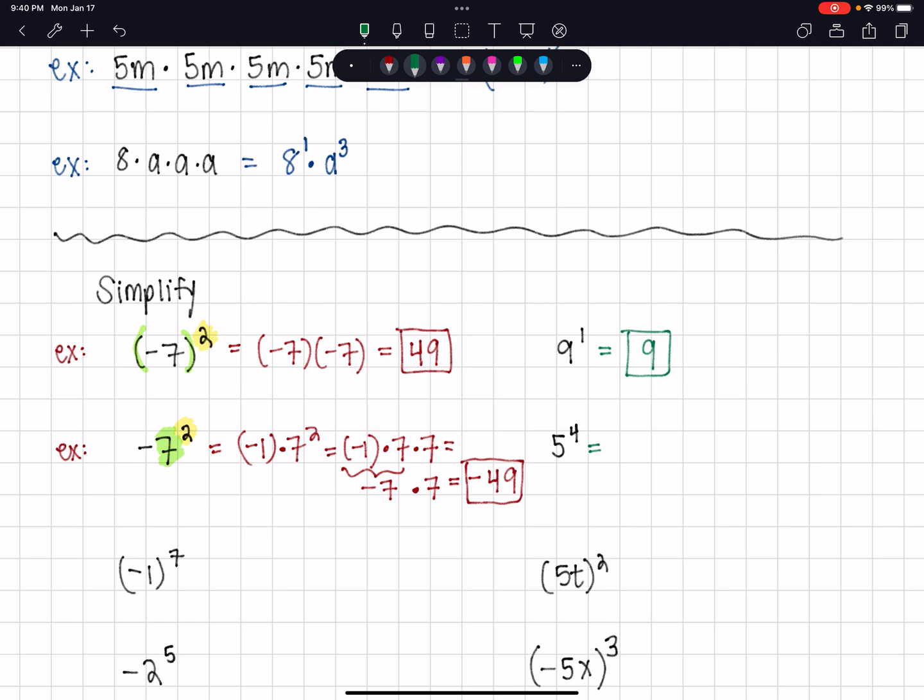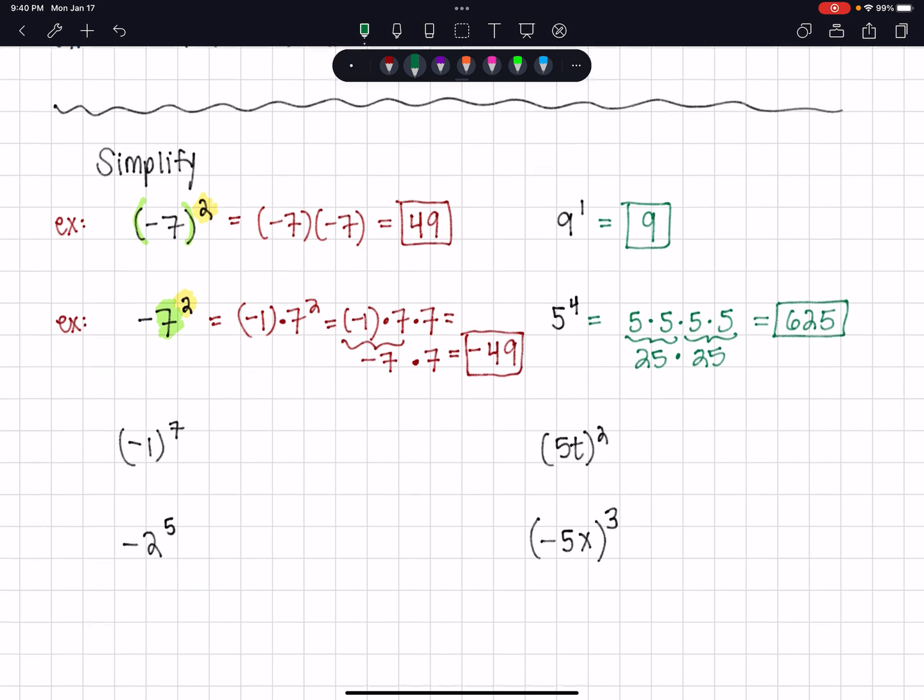5 to the 4th would be 5 times 5 times 5 times 5. 5 times 5 is 25. 5 times 5 is 25. And 25 times 25 is 625. And 5 to the 4th should be a math fact that you end up learning and memorizing, just like your multiplication tables.